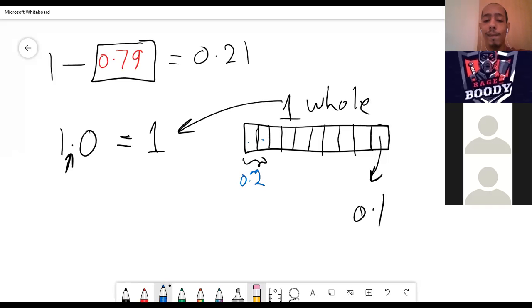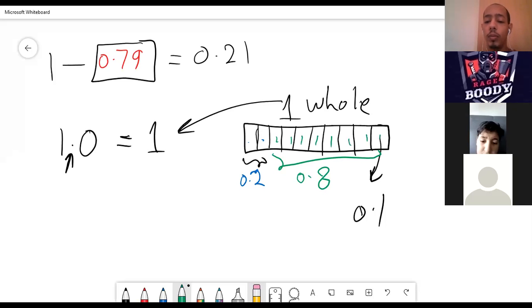Am I right? What about the other parts? Someone tell me. 0.8. Why? Because there are 8 parts. So 8 parts means 0.8 and 2 parts represent 0.2. So when you add them, both of them make one whole, right?